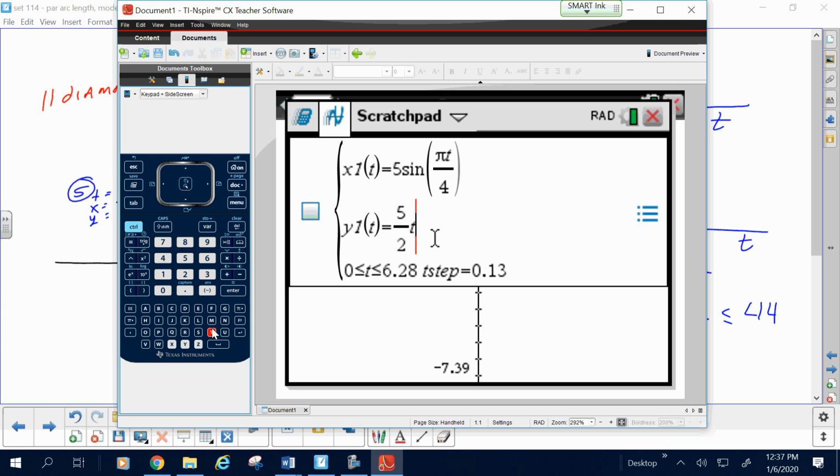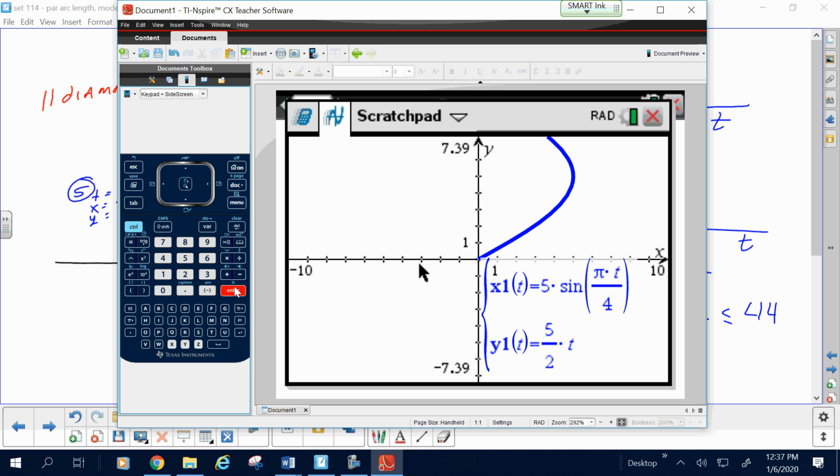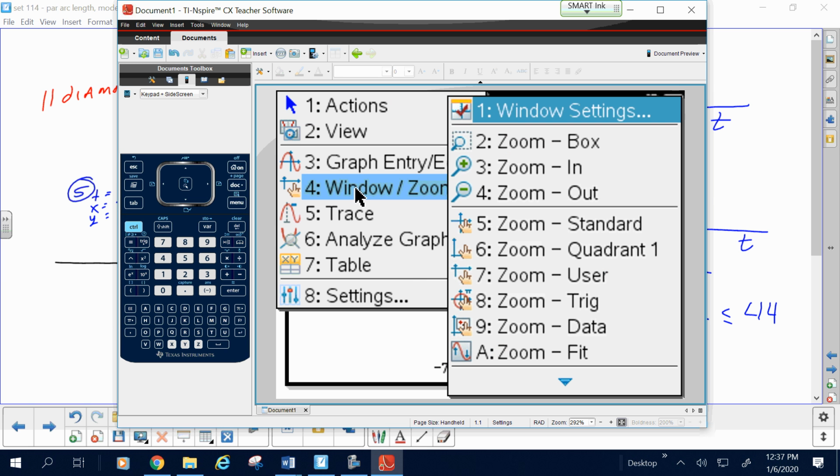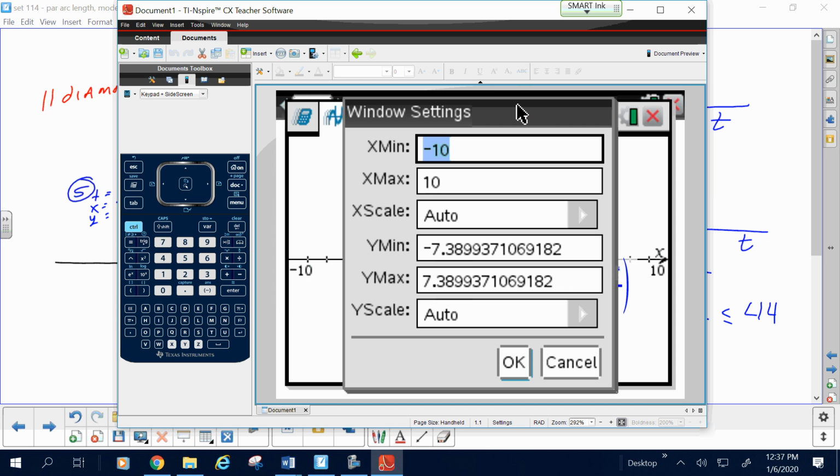First, we need to change our domain. Right now, how much is time going to go through? 6.28, or 2 pi. We need to go through more, so you're going to need to change that to 44. Great. Now we need to change our window to see more. Go to window, settings, X. We are technically only going -5 to 5, but I'll go -10 to 10, so it's not going all the way to the edge.